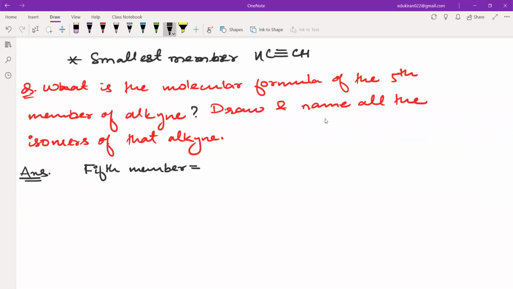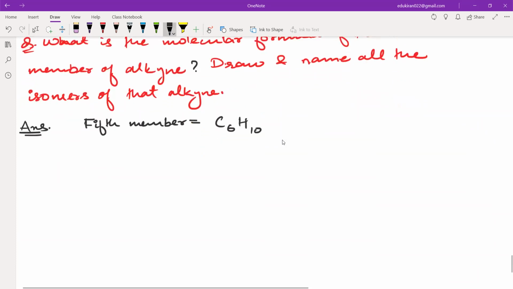Six carbons, right? So it will be C6H10. Correct? Yes or no? Yes, sir. Let us write the first structure.